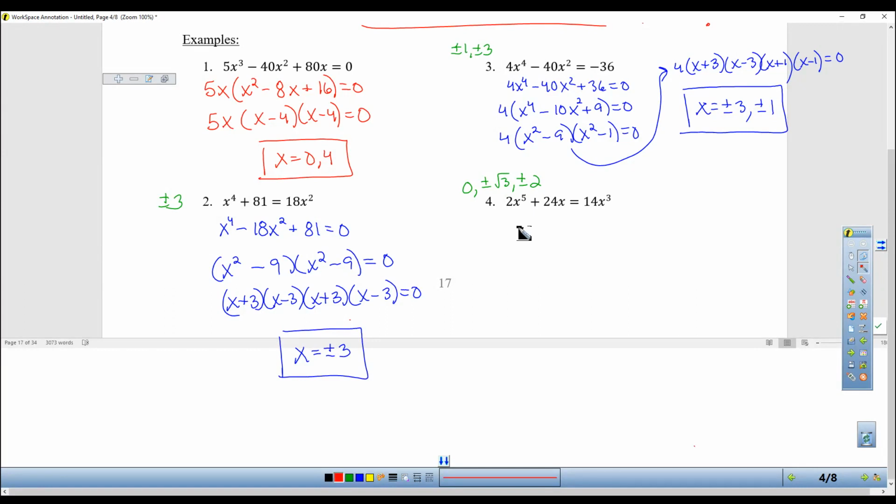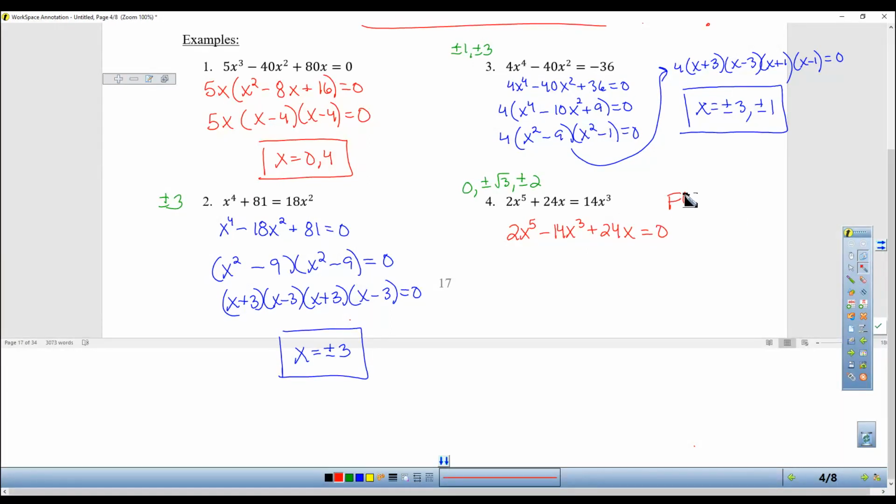Next one, set it equal to 0. And this is going to be your strategy throughout your next several years of math. Whenever you have an equation with a higher order, if it's just an x, then you just solve it. But as soon as it's got that x squared in it, you're going to want to set it equal to 0 and factor.